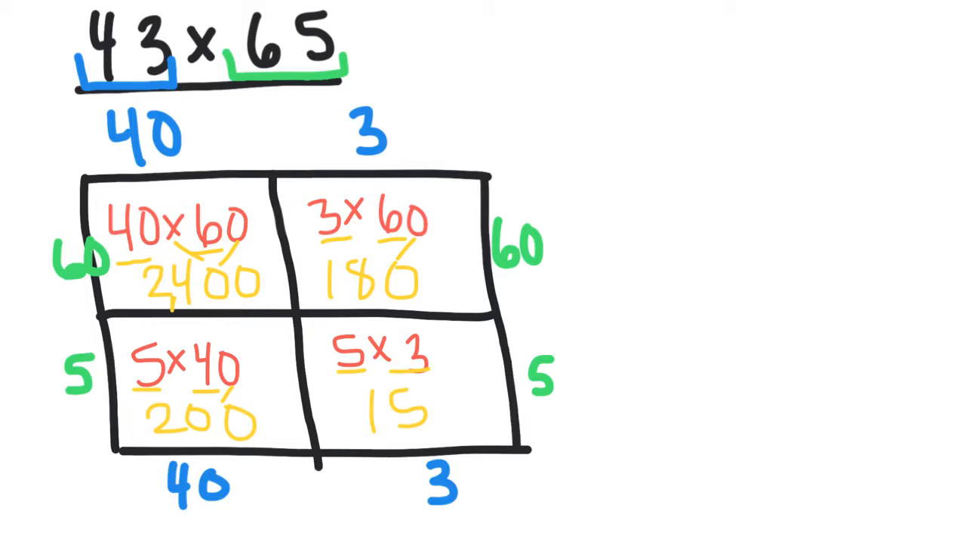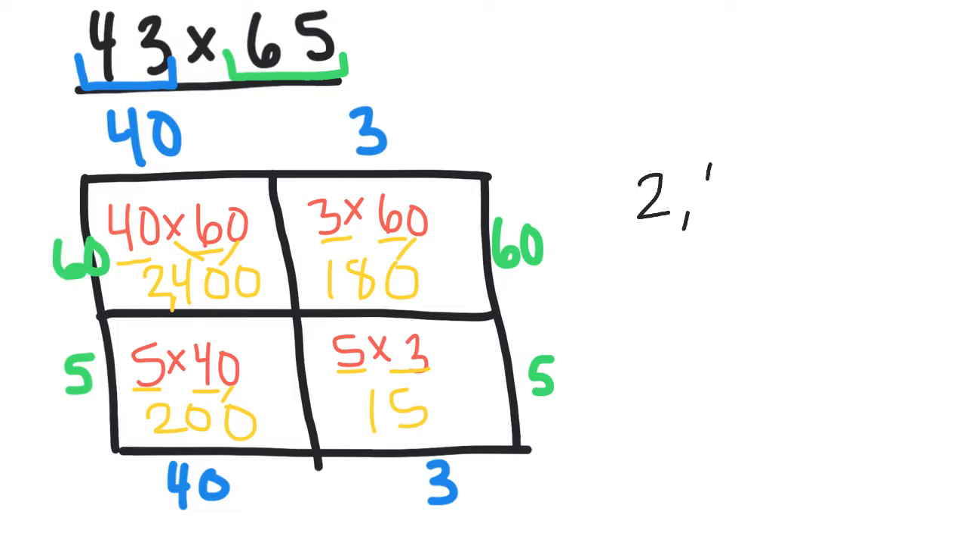Now that I've found each area of the box, I need to add all those areas together to get the whole area. The whole area will be the answer to my original problem, which was 43 times 65. I broke this up into partial areas to make the multiplication easier. So now I'm going to come over onto the right side here, and I'm going to add my numbers together. I like to go from greatest to least to make my adding easier.